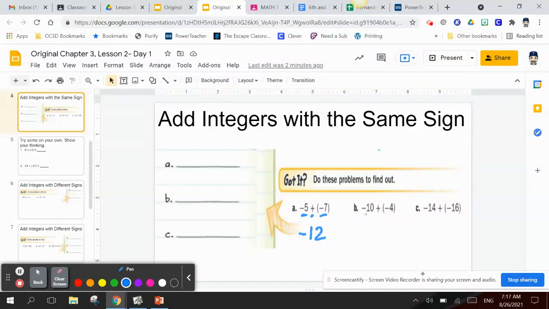Try letter B. -10 plus a -4. They both have negatives. So what is 10 plus 4? That's 14. And they're both negative, so my answer is negative. Same thing with letter C. -14 plus a -16. 14 plus 16 is 30. They're both negative, so there's a negative sign there.